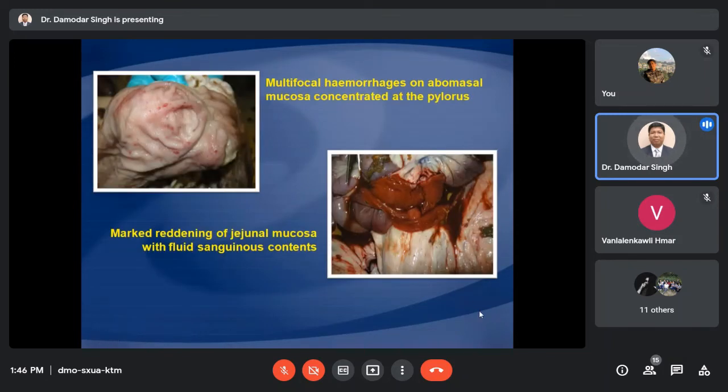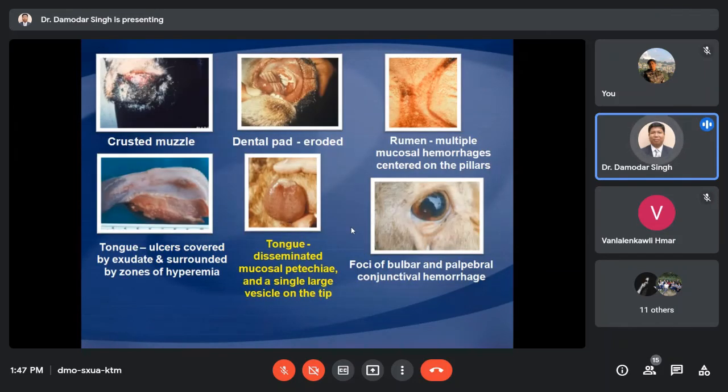Then these multifocal hemorrhagic lesions, as I have already mentioned, may be mainly found at the pyloric end of the abomasal mucosa, like this as I'm showing here. So many of these areas show hemorrhagic lesions. Okay, and sometimes there is marked reddening of the mucosal layer of the jejunum, with sanguineous, blood-mixed content in the jejunum when you open it.